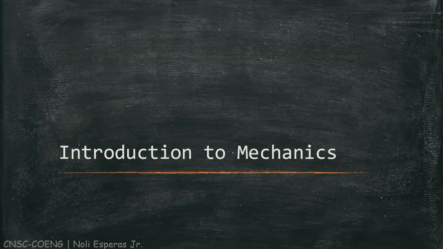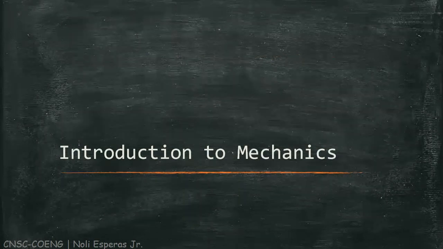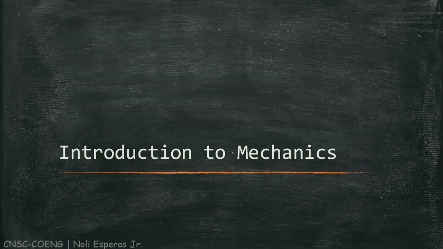Introduction to Mechanics. Physics is usually divided into five branches, namely mechanics, heat, sound, optics, electricity and magnetism, and modern physics. For our subject, we will first explore the oldest and most basic branch, which is mechanics.